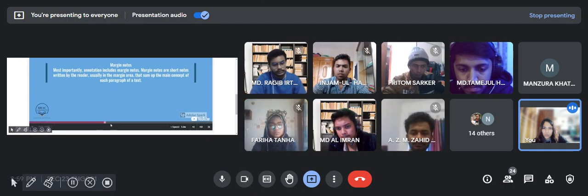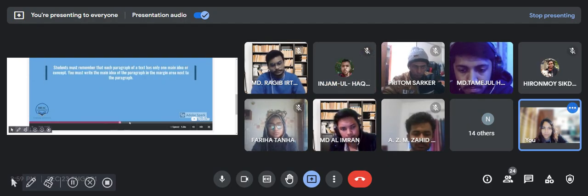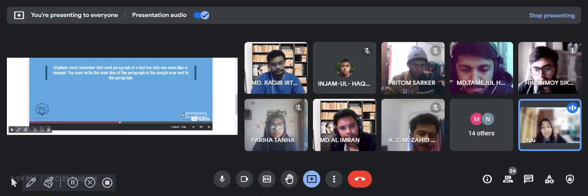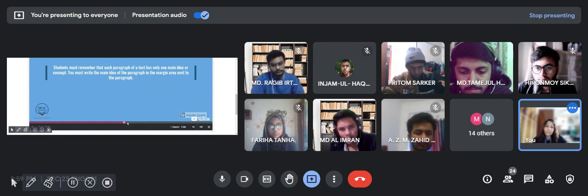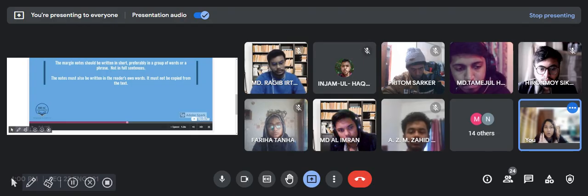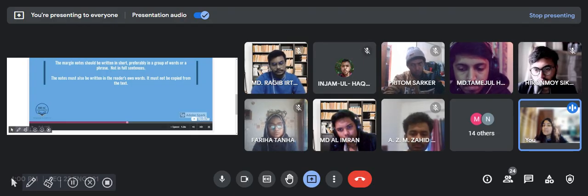I think we are going to look at a sample. So as you remember, each paragraph of a text has only one main idea or concept, you must write the main idea of the paragraph in the margin area next to that specific paragraph. How do we do that? Okay, the margin notes, as I said, should be written in short, preferably in a group of words or a phrase, not in full sentences. Right, class? That's what I have just said, correct?